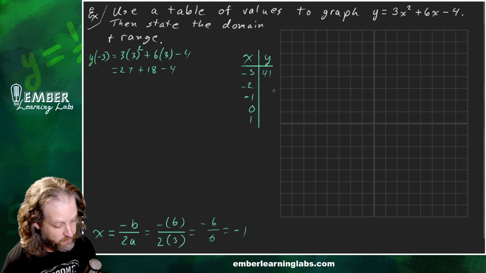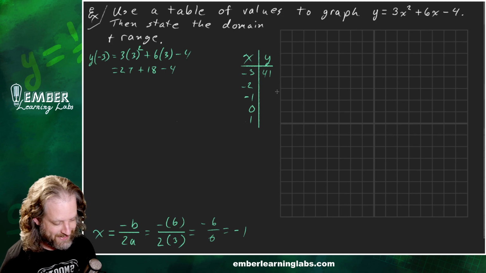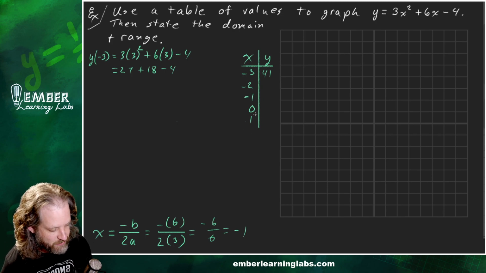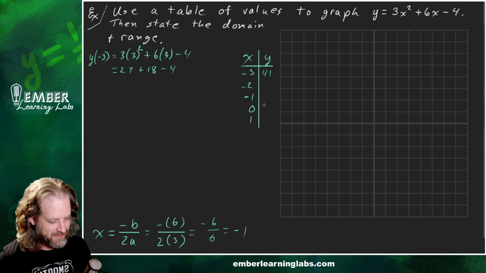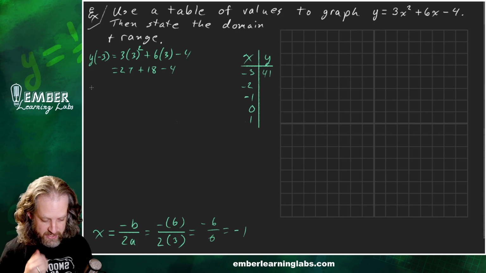So we're already at 41, so we're way off the graph, right? That one was useless, which means this one's going to be useless as well. I'll show you what I mean here in a second. We actually have to do less work than you might think.